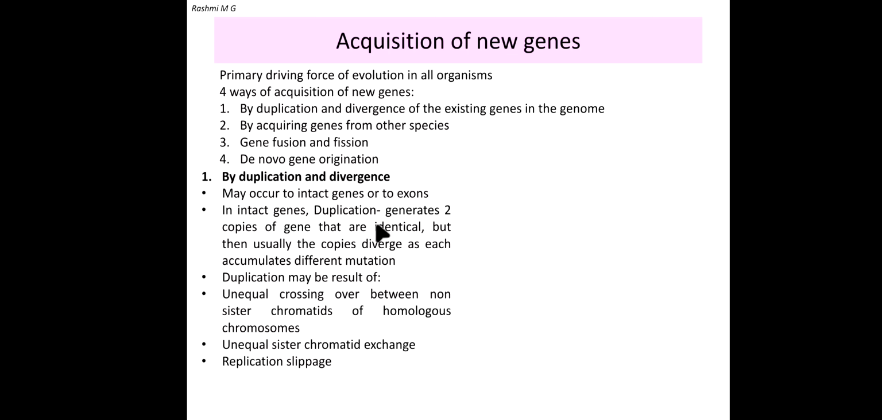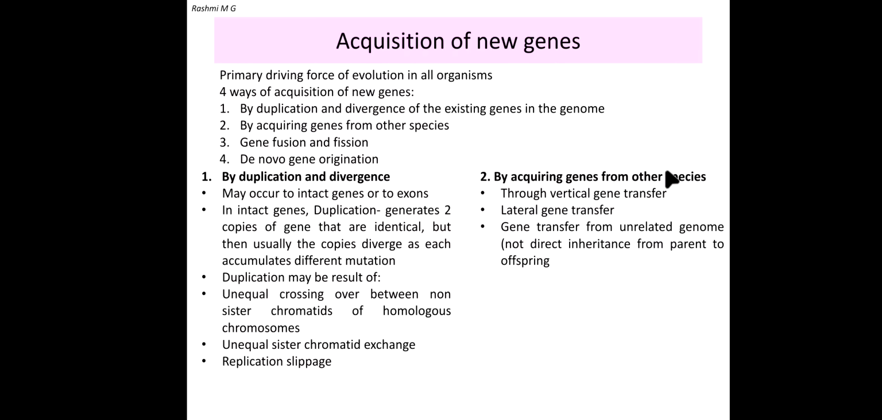It generates two copies of genes that are identical, but then usually the copies diverge as each accumulates different mutations. This refers to a type of conventional gene where accumulation of mutations causes divergence, or deviation from the original gene. Duplication may result from unequal crossing over between non-sister chromatids of homologous chromosomes, unequal sister chromatid exchange, or replication slippage.